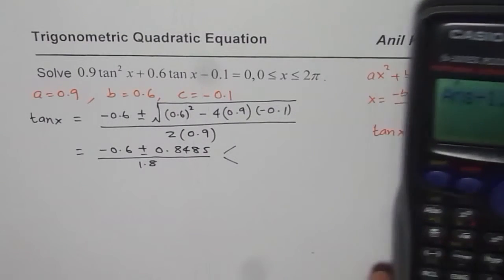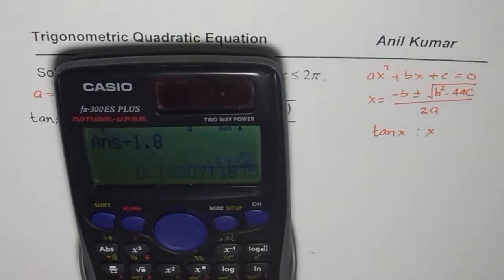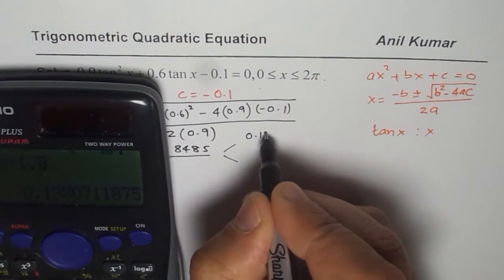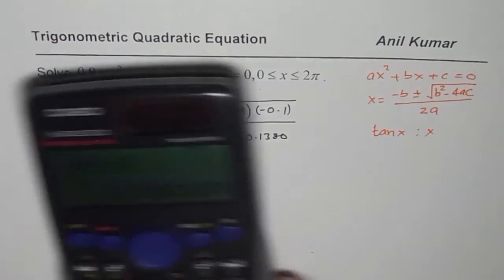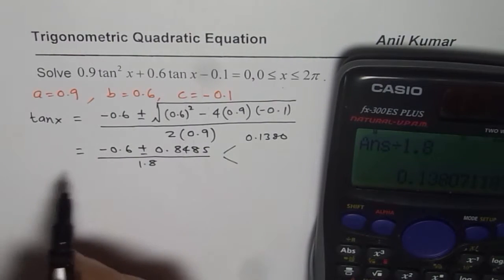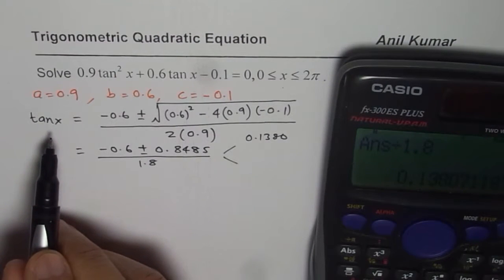So we get, okay, so let's convert to decimals. We get one value is 0.1380. So that is the value for tan of x.